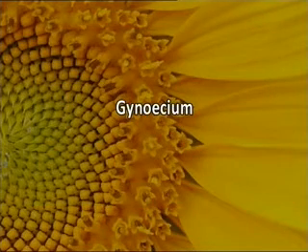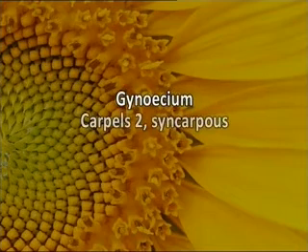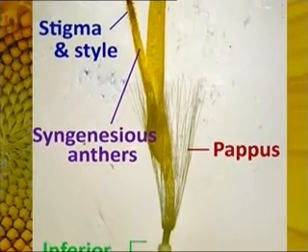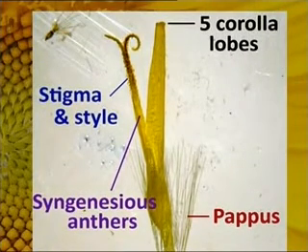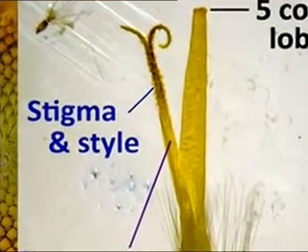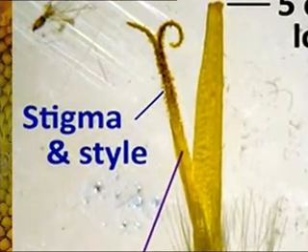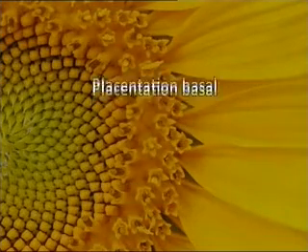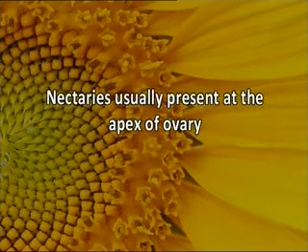Now the female part of the flower, gynoecium, is comprised of 2 carpels and the condition is syncarpous. Ovary here is inferior and it is unilocular with a single ovule. This ovule is anatropous and unitegmic. Style is here solitary with apically 2 branches. The stigmas are 2, occurring as stigmatic lines towards the inner surface of the style branches. Placentation is characteristically basal. Also, the nectaries are usually present at the apex of the ovary.